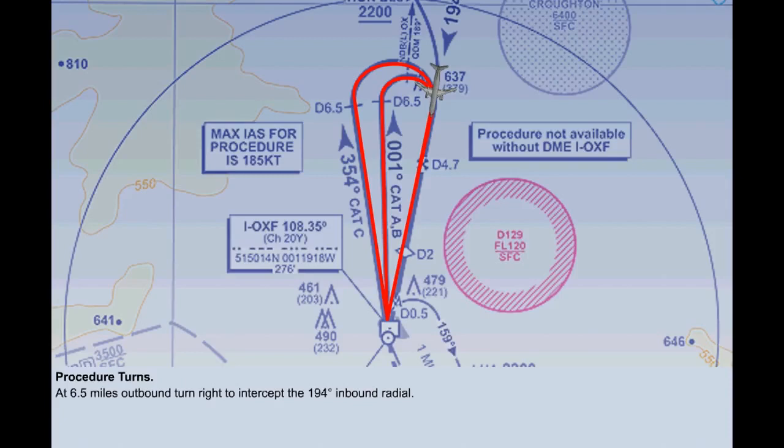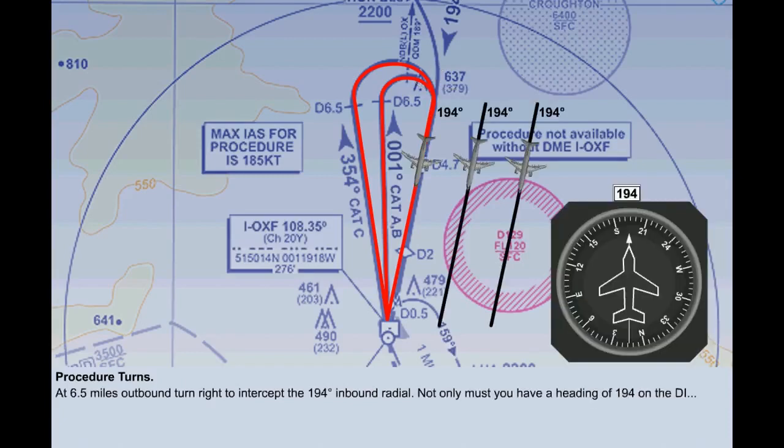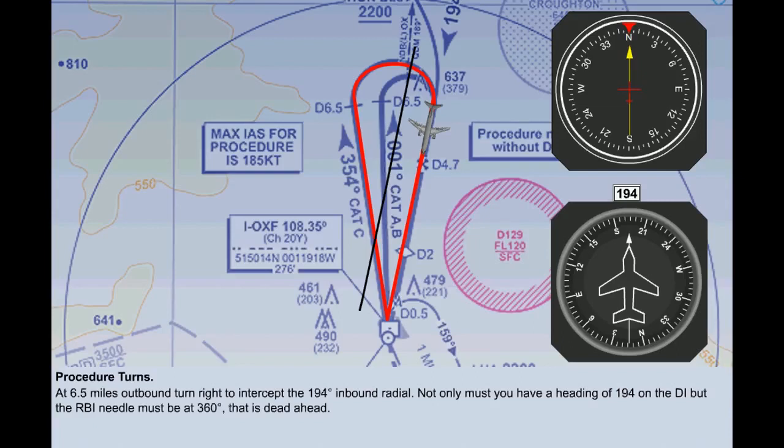How do you know when you are on this NDB radial? A heading of 194 degrees on the DI is not enough to tell you this, as you could be on a heading of 194 degrees to anywhere. You must also intercept the 194 degrees radial on the NDB, which means that the DI must be set to 194 degrees, and the NDB needle is pointing to 360 or dead ahead.